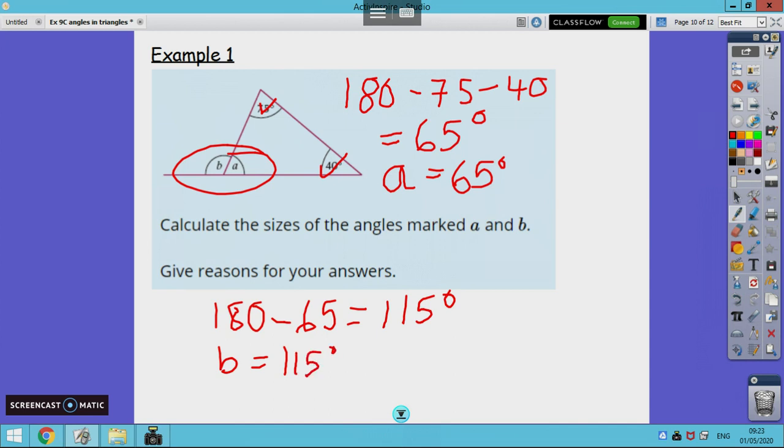And so we've got angle A is 65, angle B is 115. Now it says give reason for your answers, don't forget that. So angle B would be that angles on a straight line add up to 180 degrees. That's your reason. So I'm going to give you a chance now to write down that working out next to your example or underneath it. So pause the video now to catch up, please.